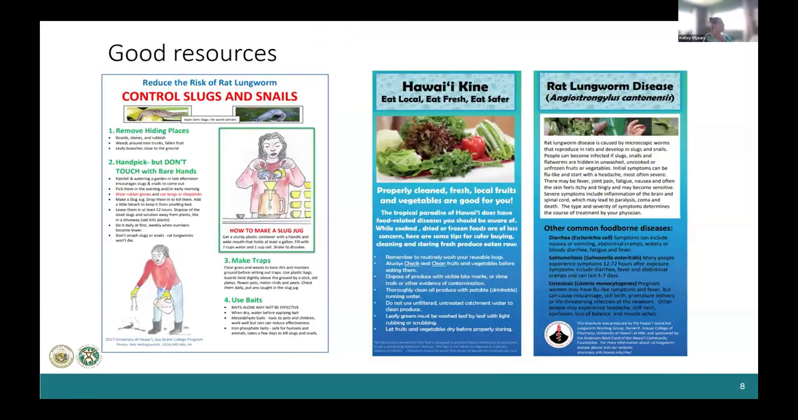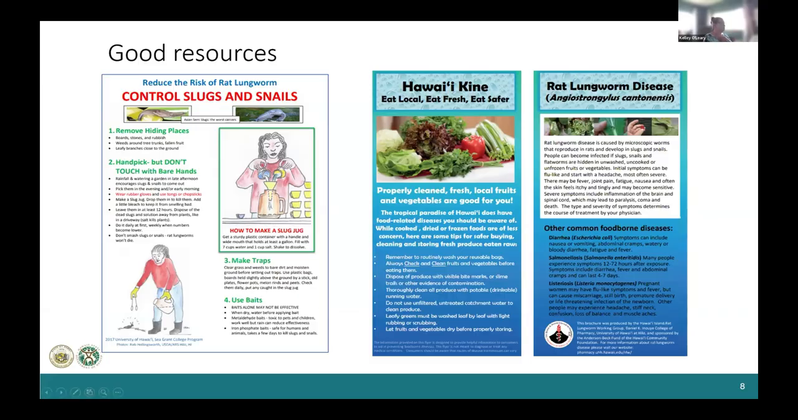Some of the resources we pass out, some of my most favorite, not only the Big Island invasive species ones, but the CTAHR control slugs and snails one. I think maybe we're going to put that in chat. We're just taking that one section on the slug jug, but we also try to highlight these other ways that you can minimize that load on your property, or just reduce your risk.